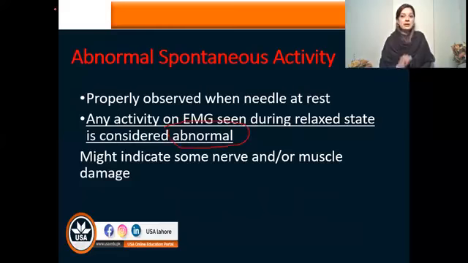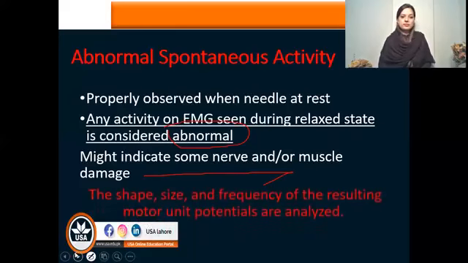I said earlier the muscle is electrically silent at rest, but if I do EMG in the relaxed state and it shows variation or alteration, that is liable to occur if there is some issue, we'll say it's abnormal spontaneous activity. That might indicate that some nerve or muscle has some damage. And the shape, size, and frequency of the resulting motor unit action potential are analyzed and compared.